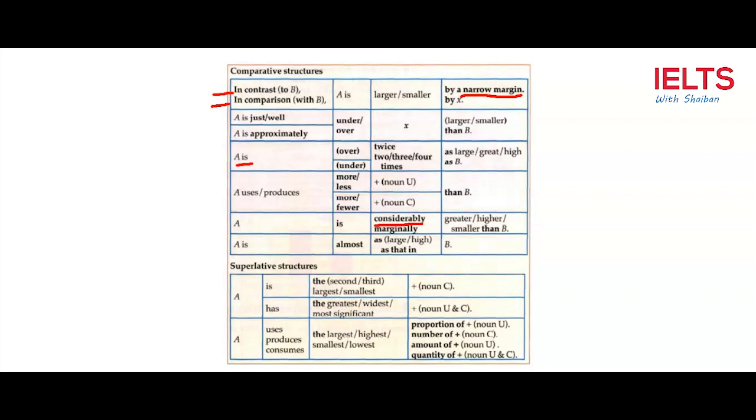Language of comparison is one of the main issues needed for cohesion. That means, and we say task achievement for task 1. So if you want to achieve your task and make it very clear, you have to show comparisons very clearly.